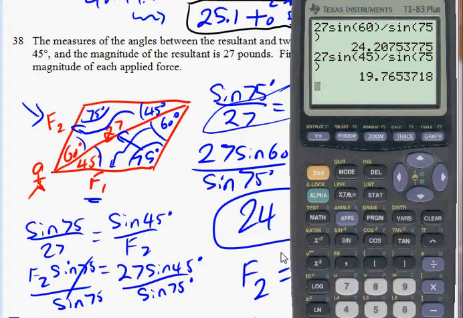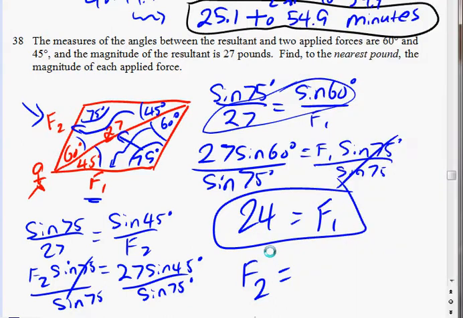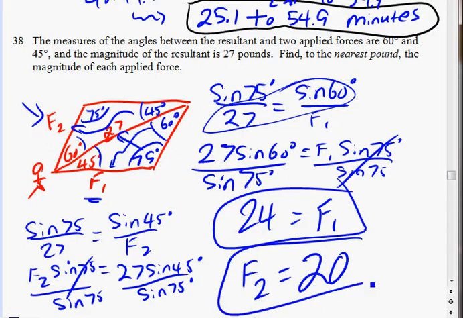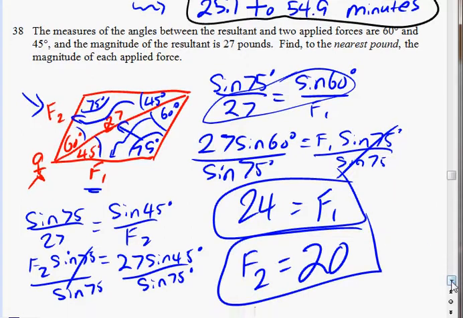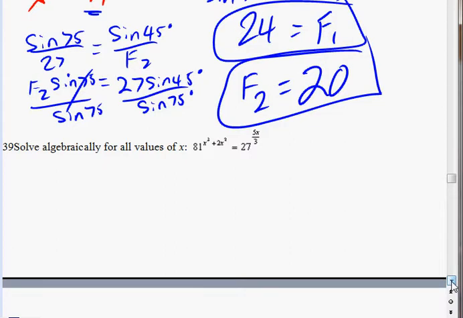19.7, round to the nearest pound is 20. So force 2 is 20 pounds. And there you go, those are the answers. Force 1 is 24, and force 2 is 20. Let's move on to the last question.